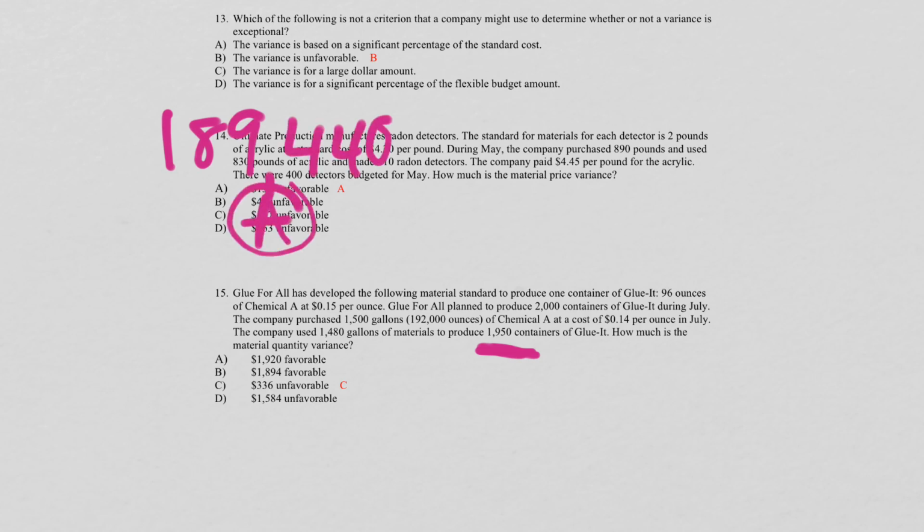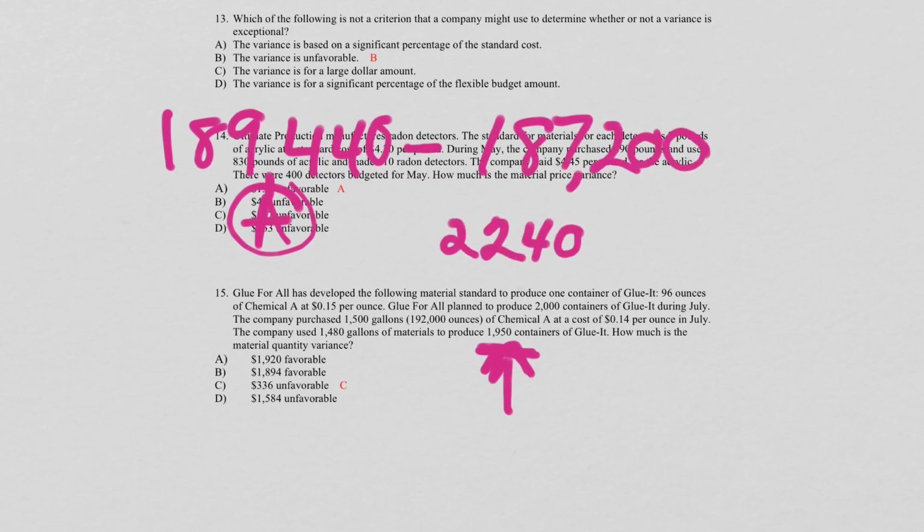The budgeted amount was 96 ounces per container. So that's the number of containers they made times the budgeted amount of 96 ounces per container. Doing the math there came to 187,200. The difference is 2,240 times the standard rate per ounce, which was 15 cents, gives us our magic number. No, wrong. 2,240 times 0.15 per ounce is $336. We know it's unfavorable. Answer C. Voila. And I think we're now done.